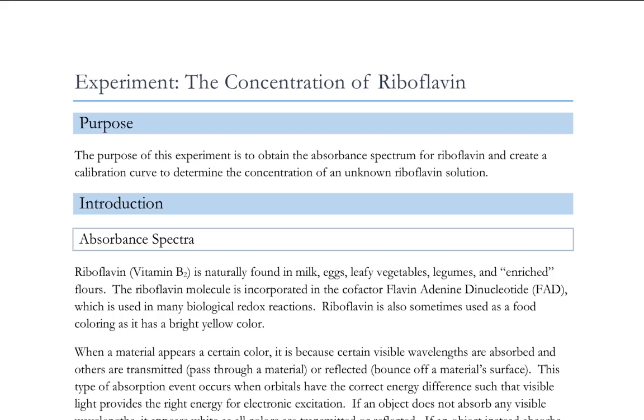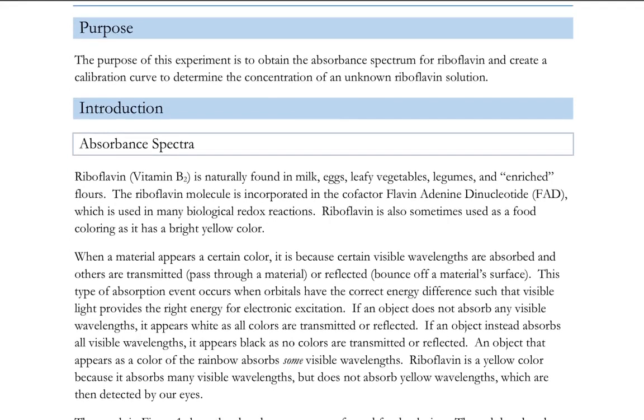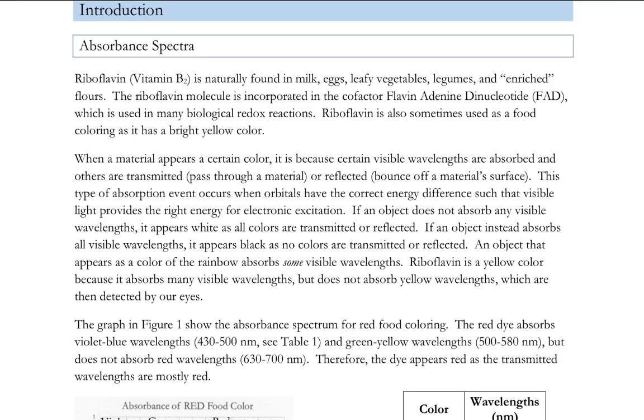Riboflavin, otherwise known as vitamin B, is common in foods and in biological redox reactions. Riboflavin has a yellow color. What that means is it absorbs light other than yellow. Where it primarily absorbs is in the violet region.